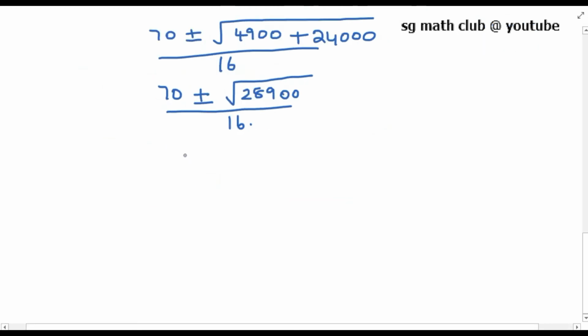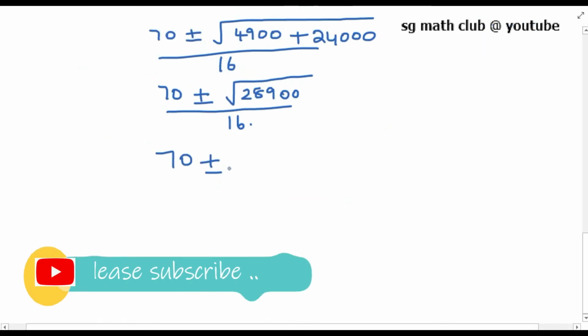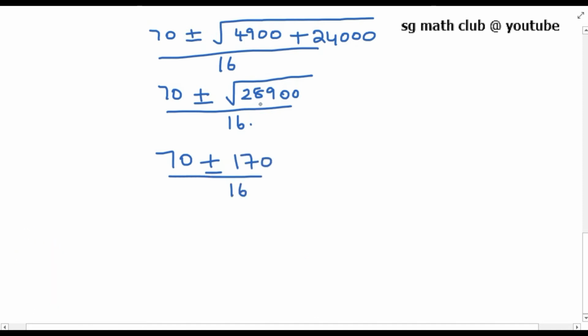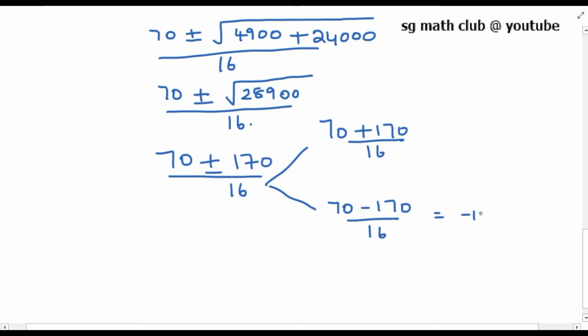So when you simplify, we have 70 plus or minus 170 divided by 16, because the square root of 289 is 17 and 2 zeros are there, you can take 1 zero. Now 70 minus 170 divided by 16 is minus 100 divided by 16, this is a negative value, you can reject it. And the next one, 70 plus 170 is 240 divided by 16, which is equal to 15.